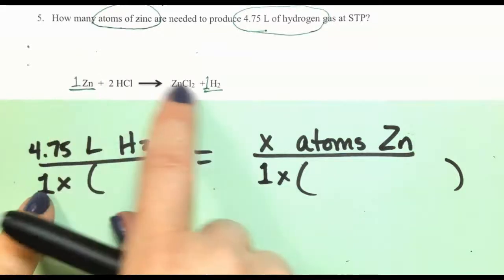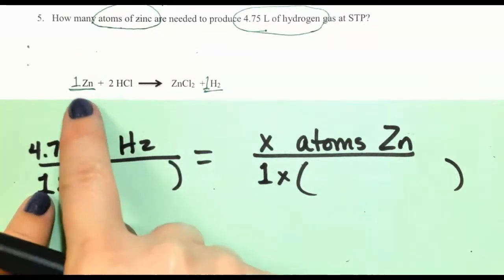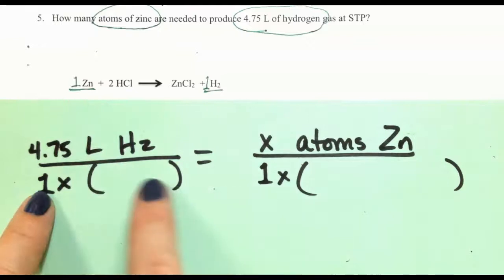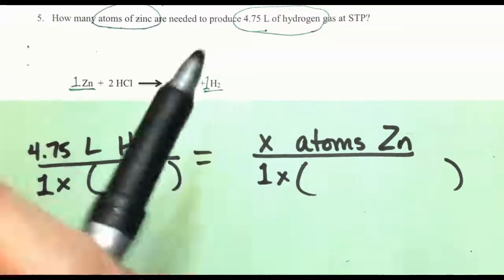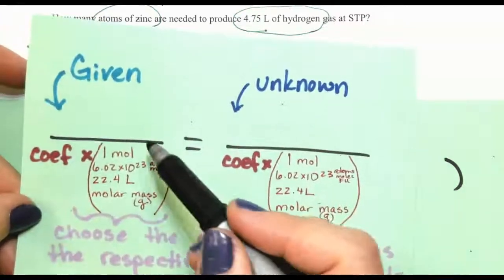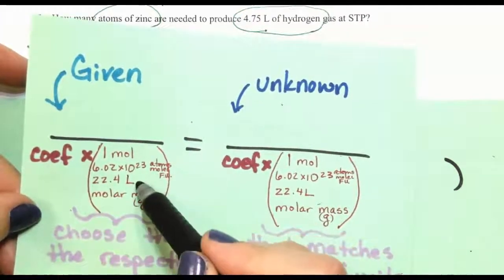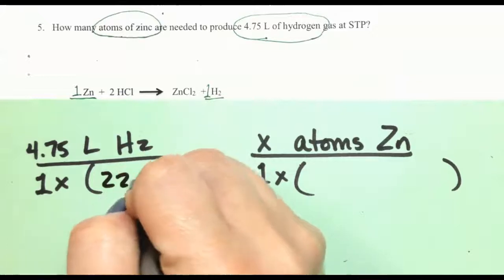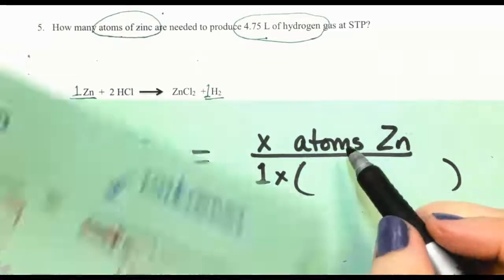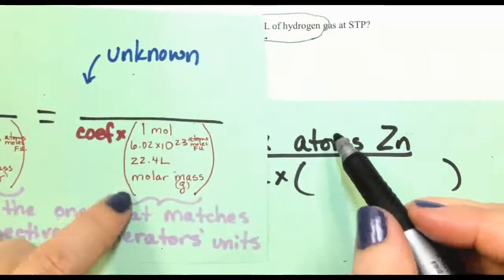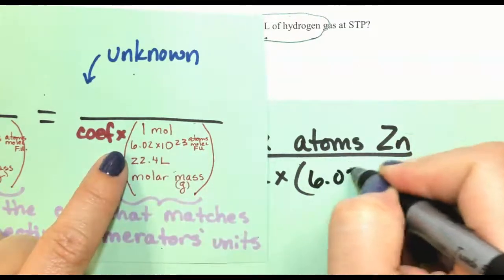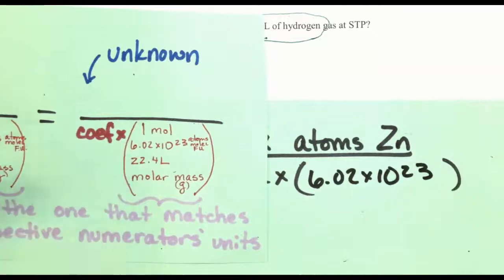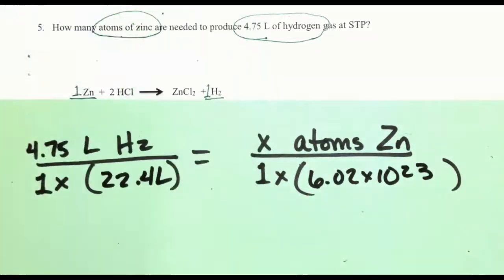Our coefficient for hydrogen is 1. Our coefficient for zinc is 1. And now what's going to go in these parentheses? Because this has liters at the top, that means at the bottom I want to use 22.4 liters. And because this has atoms at the top, I want to use this, 6.02 times 10 to the 23rd atoms at the bottom. Now we can solve our proportion.